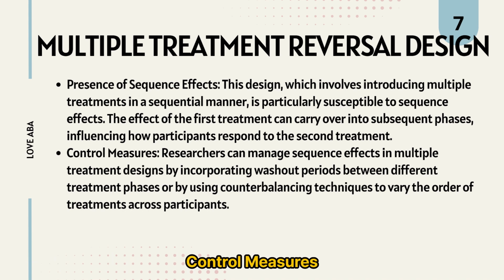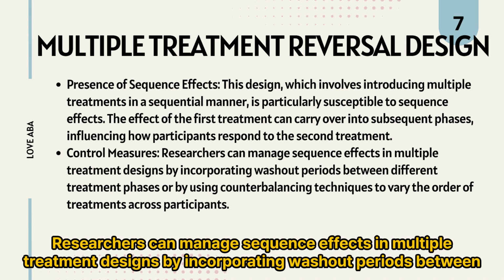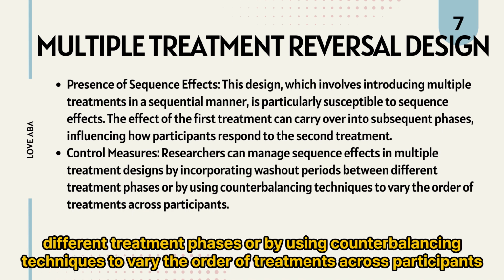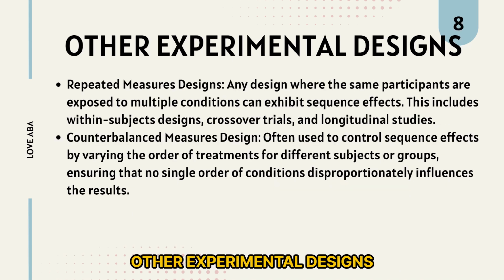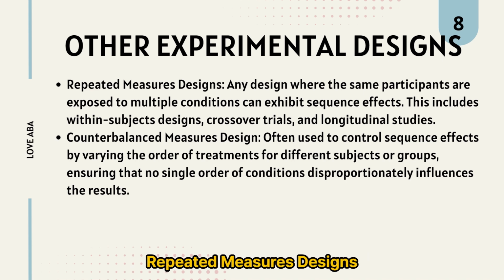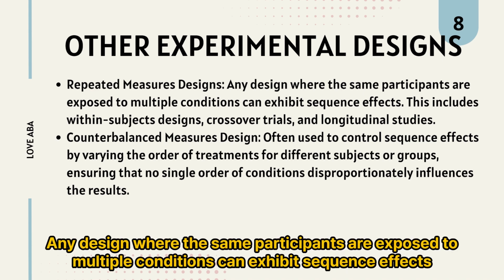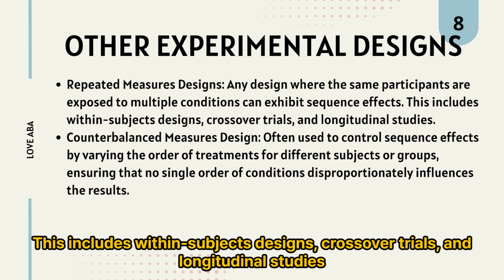Control measures. Researchers can manage sequence effects in multiple treatment designs by incorporating washout periods between different treatment phases, or by using counterbalancing techniques to vary the order of treatments across participants. Other experimental designs. Repeated measures designs. Any design where the same participants are exposed to multiple conditions can exhibit sequence effects. This includes within-subjects designs, crossover trials, and longitudinal studies.